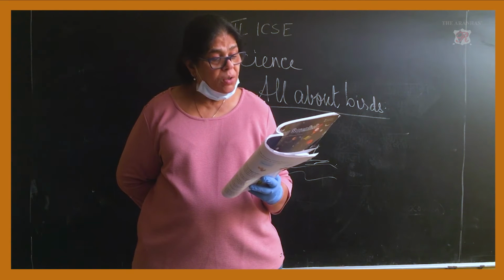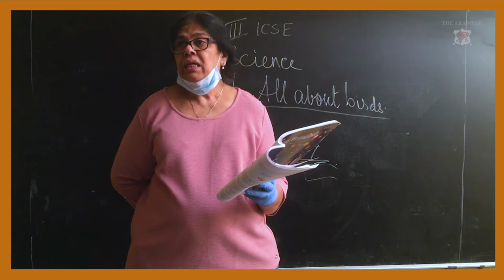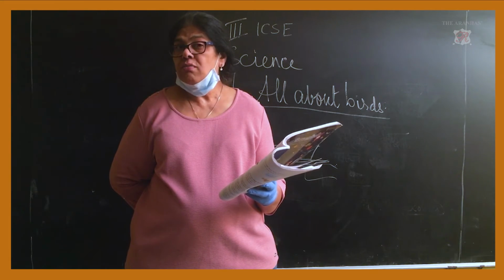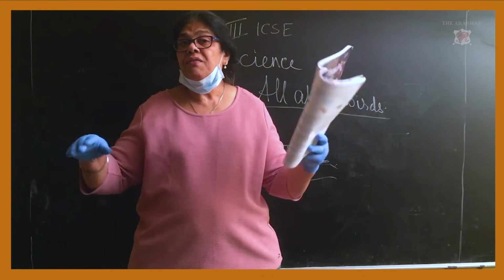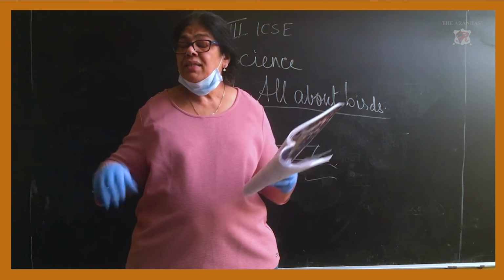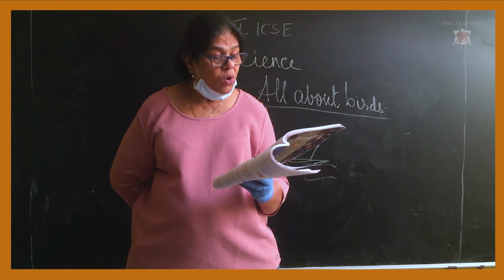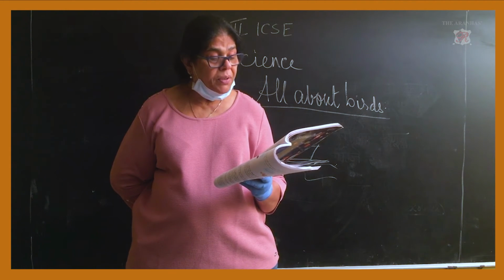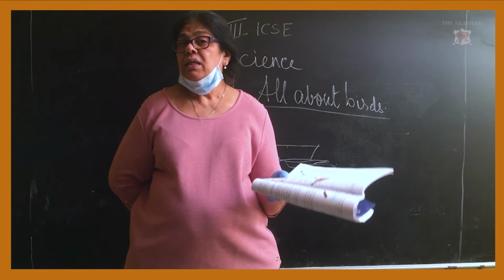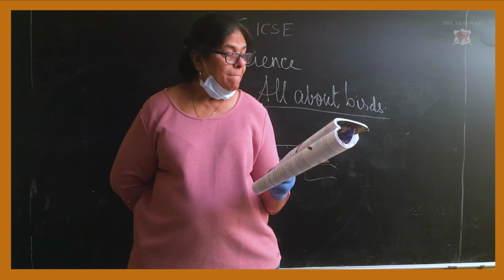The wings are attached to the body of the bird through extremely strong muscles. The wings have very strong muscles because that helps them to fly. They flap their wings and they fly in the air. These muscles in the wings are very strong and help them to fly.